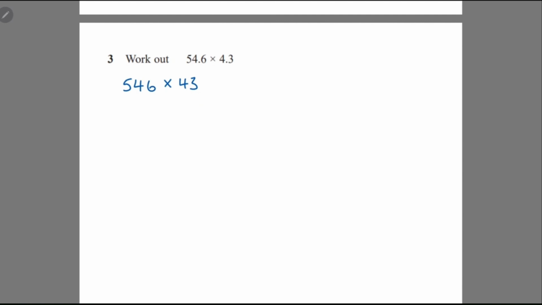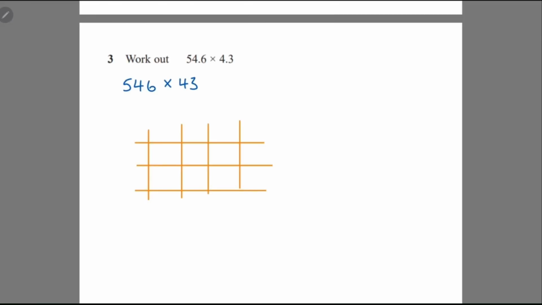You can use whichever method you know, but you have to know a method. For this one, I think I'll use the grid method. So this is how the grid method works. I'm going to use the place value numbers. 546, and 43, and we're multiplying. It doesn't matter if you put these on the right-hand side or on the left-hand side. Put them on the side that works for you.